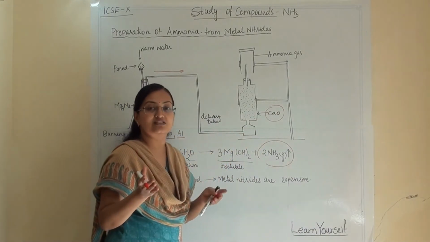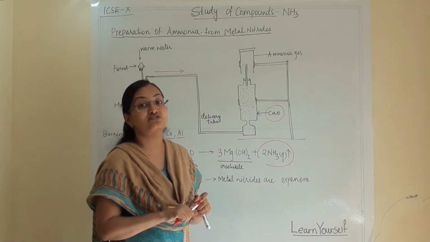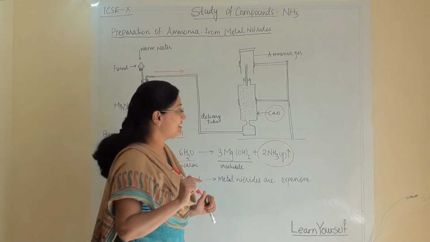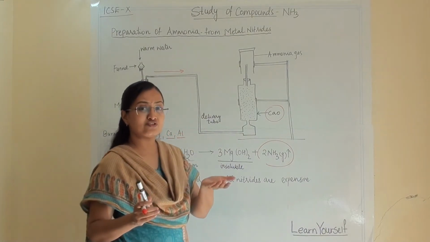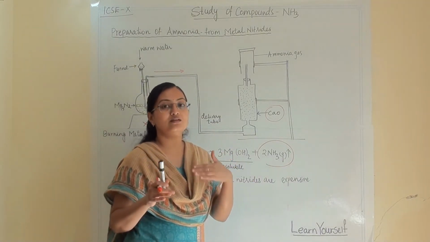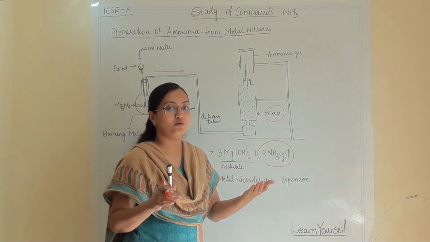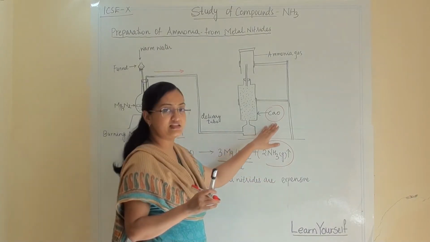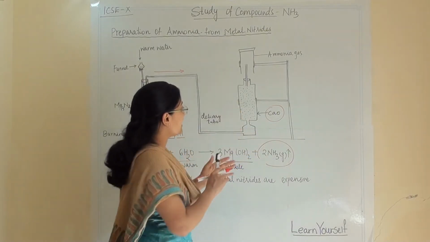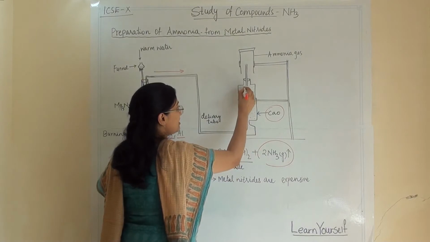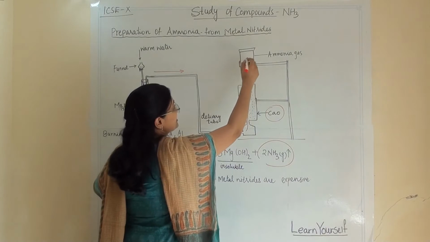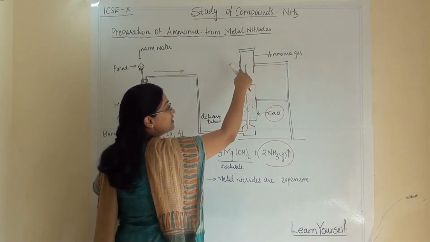Why are we taking calcium oxide? Because calcium oxide does not react with ammonia gas, as we have seen earlier. If you take H2SO4 or phosphorus pentoxide, those compounds will react with ammonia gas. So we are taking calcium oxide, which does not react with ammonia. When ammonia gas passes through this tower, it will be moisture free, and then we collect it here in the inverted gas jar.